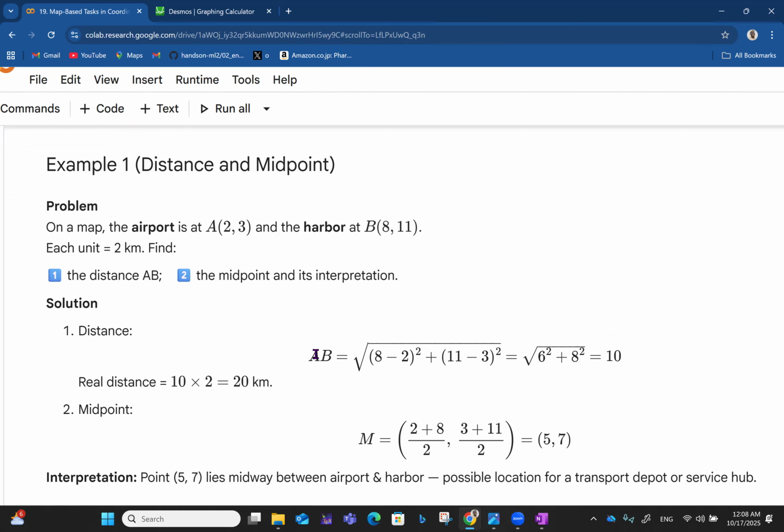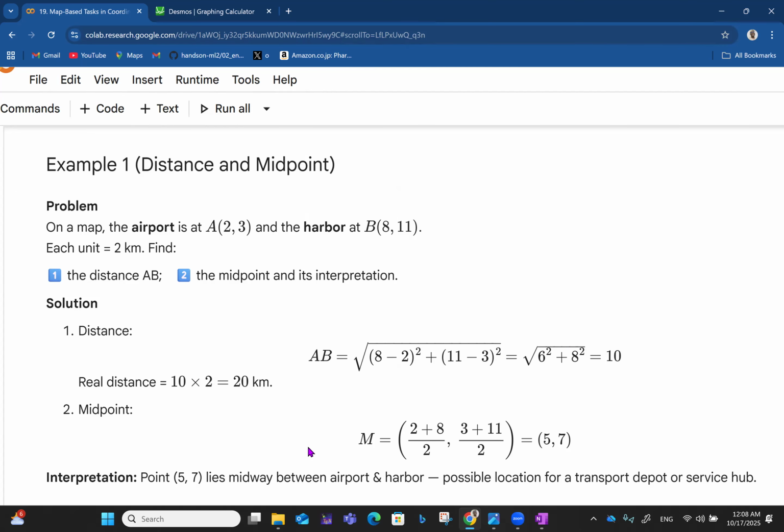So the distance, of course, we know, is AB. That's the square root of (8 minus 2) squared plus (11 minus 3) squared. That's the square root of 6 squared plus 8 squared, which is 36 plus 64, which is 100. Square root of 100 is 10. Since 1 unit is 2 kilometers, the real distance will be 10 times 2, which is 20 kilometers.